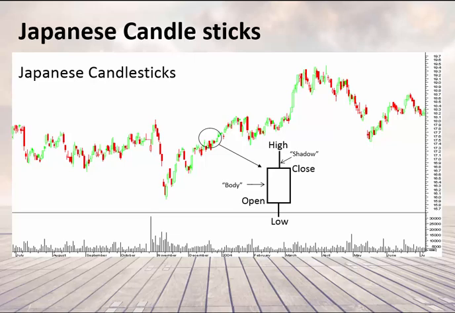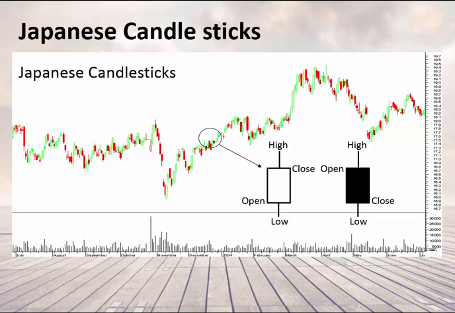Now the body of the candles will be white if the close on that particular period is higher than the open of that period, and the candle will be black if the close of the period is lower than the open of the period. So the candle on the right hand side, we know it was a down period because the body of the candle is black, and that means that the closing price was lower than the opening price for that period.